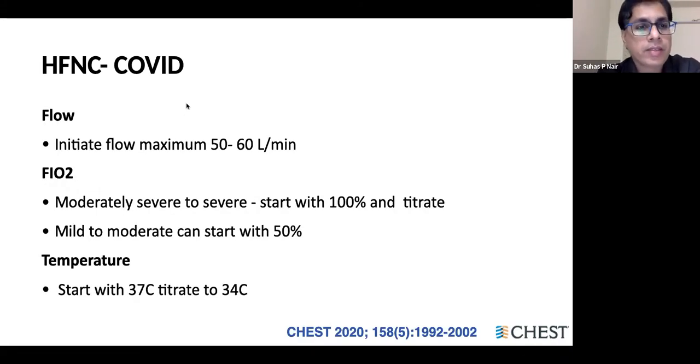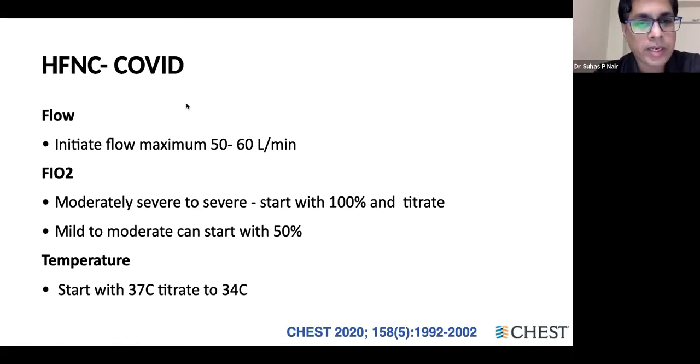So how to operate a HFNC? See, always remember when the patient is moderately severe or severe, always start with the highest HFNC settings and titrate down. Okay. So if the patient is severe or moderately severe, initiate the maximum flow, 50 or 60 liter per minute. FiO2, always start with FiO2 of 1 or 100%, or say whatever maximum with your machine. Okay, and start with highest temperature, that is 37, and titrate down. Okay, so initiate with the full settings and titrate down. That is the best practice.